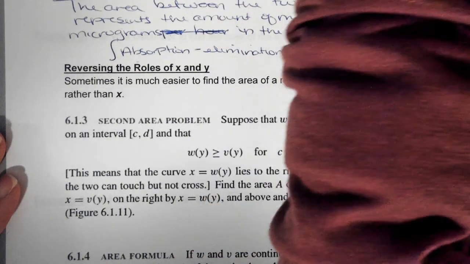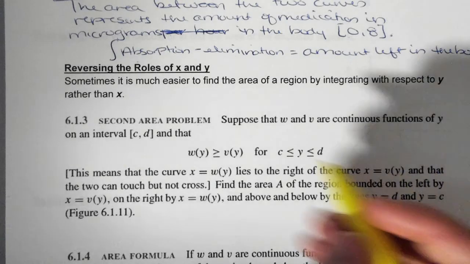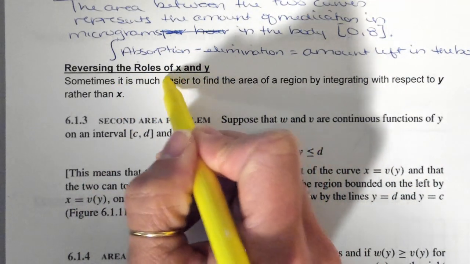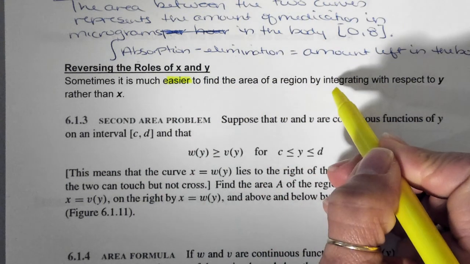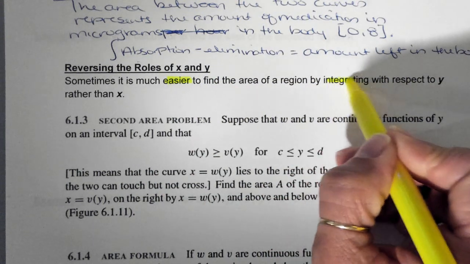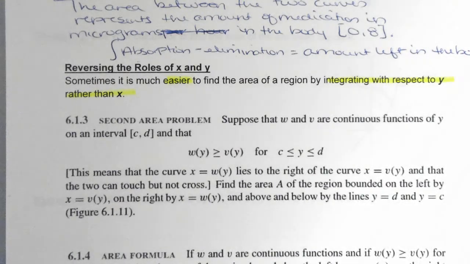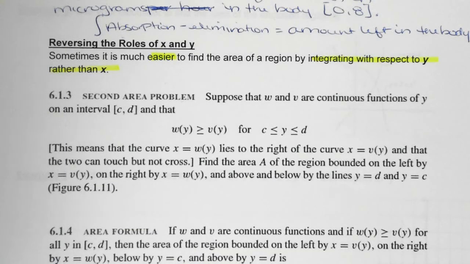So when we're reversing the roles of x and y, one thing you need to keep in mind is that sometimes it's much easier to find the area of the region by integrating with respect to y rather than x. And it does depend on your graph. And I did talk to you about this. I think we had a graph where there was a region R and a region S, and one of them was clearly a right minus left. So you won't be able to find a top minus bottom.